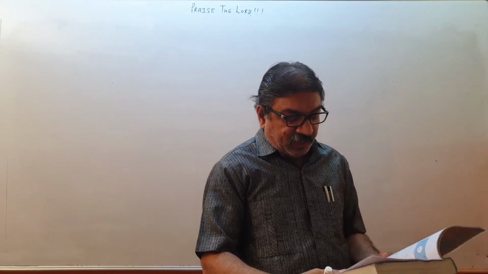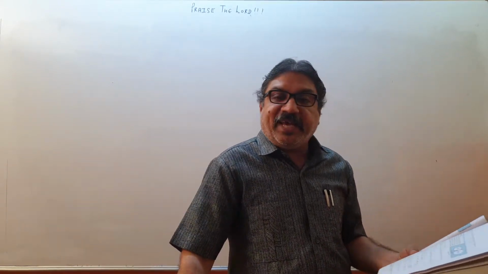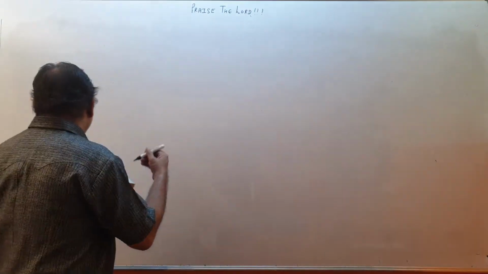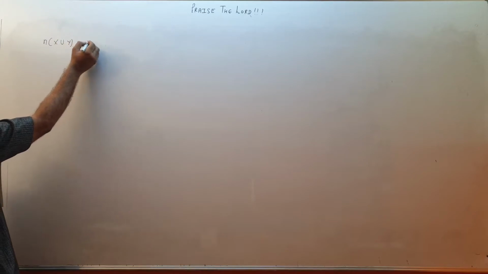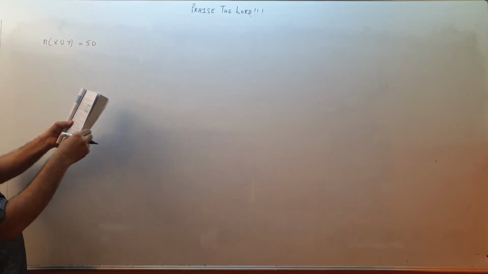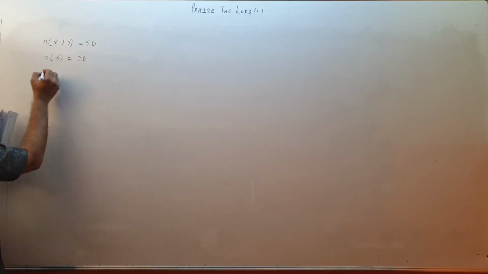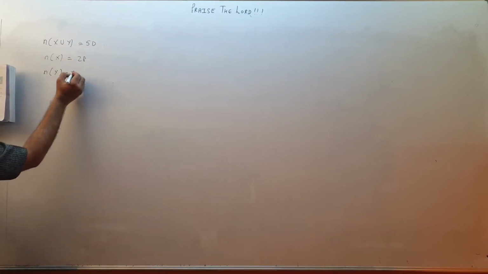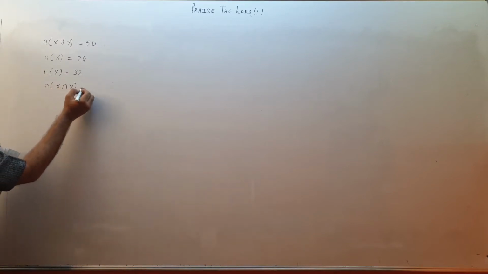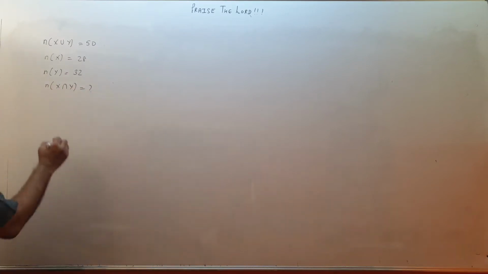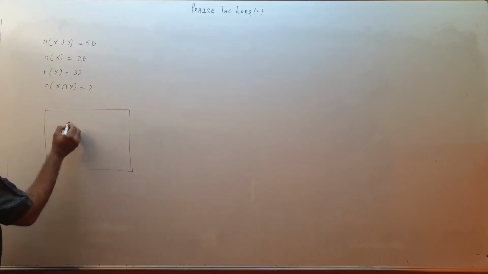It is given that X and Y are two sets such that X union Y has 50 elements. So the number of elements in X union Y is 50. X has 28 elements. Y has 32 elements. How many elements does X intersection Y have? So let us make it, children. This is X.